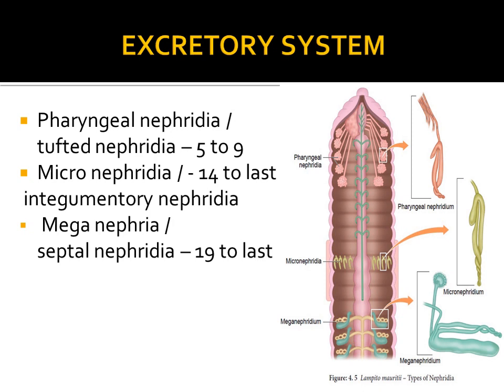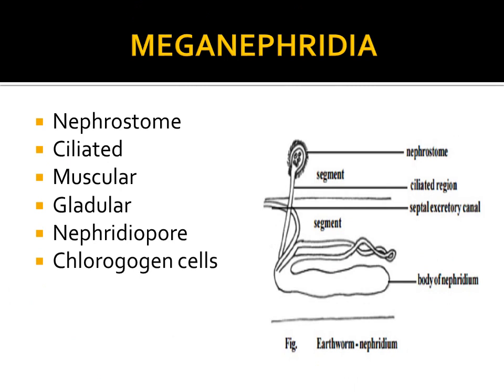Then let us see the structure of the meganephridia. This is a figure of the meganephridia. As we said, the meganephridia is structurally and functionally different from the other two nephridia. Let us see what regions are there in the meganephridia and what its function is. The meganephridia consists of a special structure known as the nephrostome. This is a funnel-like structure surrounded by cilia. In the figure, the first part is the nephrostome, surrounded by hair-like projections known as cilia. This is the first region of the nephridia.